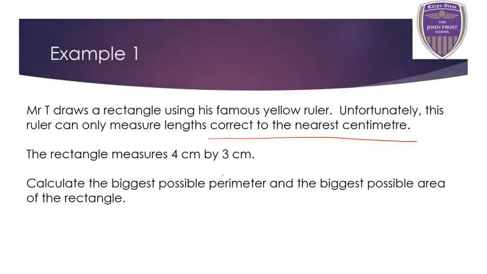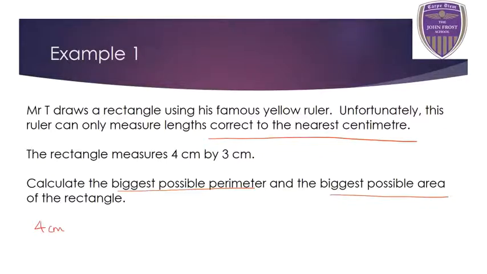I'm going to underline that because it's important. The rectangle measures 4 centimetres by 3 centimetres. Calculate the biggest possible perimeter and the biggest possible area of the rectangle. So step 1 in all of these questions that we do on upper and lower bounds is to find out the upper and lower bounds.